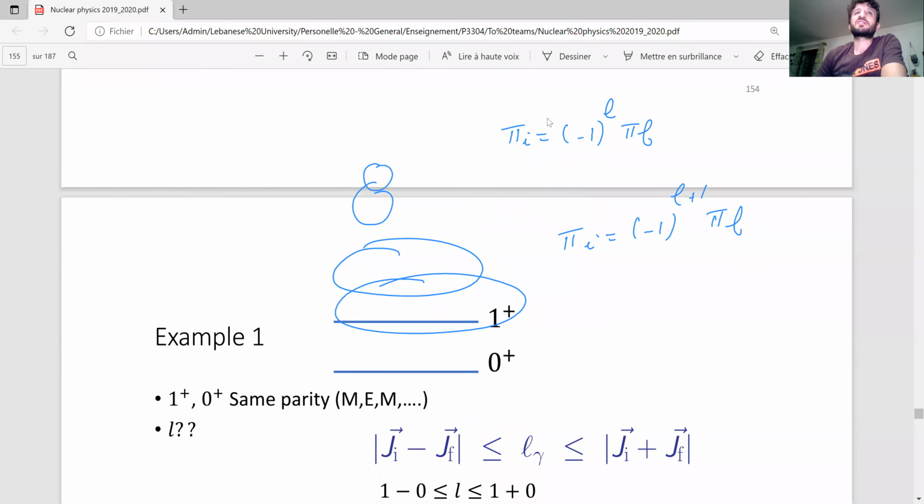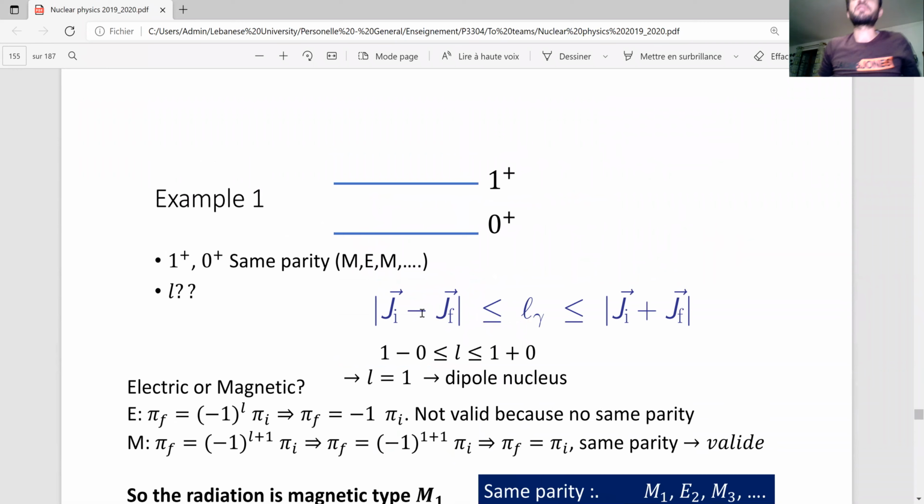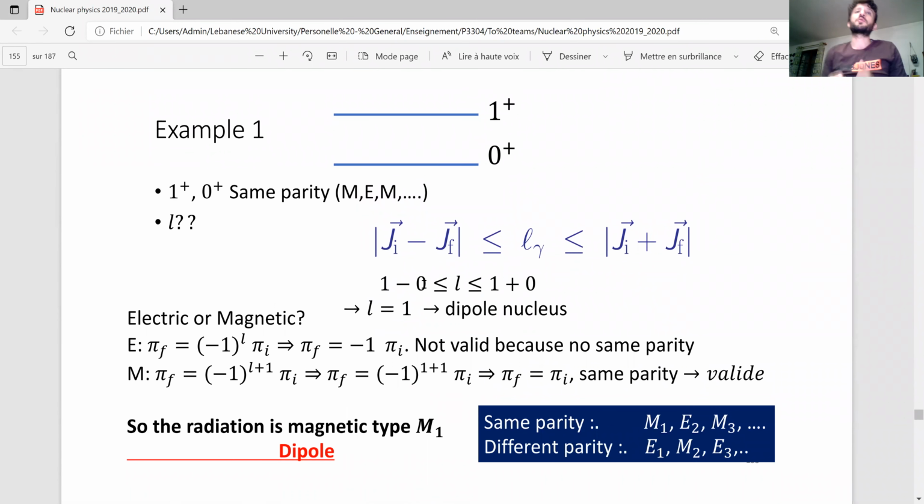Okay, let's go to the examples. First of all, I give you a simple example. I give you the transition between the initial state and the final state. We have only two states, from this one to this one, with a gamma. If we have many levels, you have to specify. Maybe you can have gamma 1 or gamma 2 and so on. As we have only two states, we can say directly we have only one gamma transition.